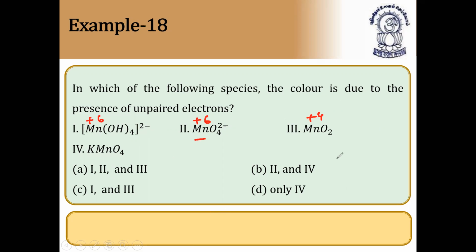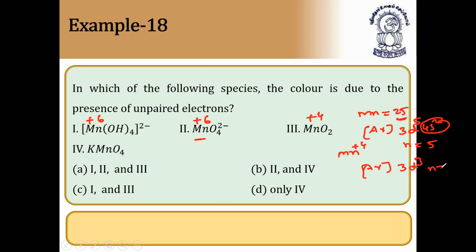So if you take the configuration of manganese, +4 state and +6 state. What is the atomic number of manganese? Manganese atomic number is 25. 25 means argon 3d5 4s2. So if removing 2 electrons, n is equal to 5. Mn plus 2 is 3d5, n is equal to 5. So Mn plus 4 means argon 3d3 only. So n is equal to 3.